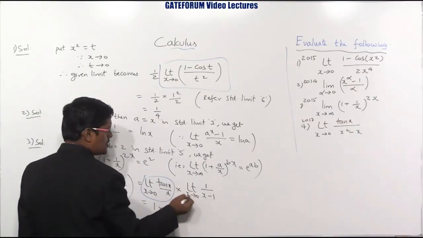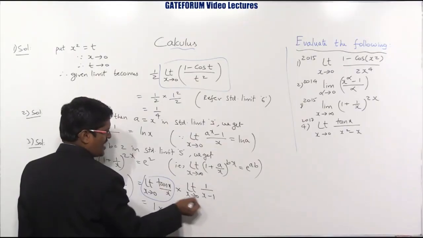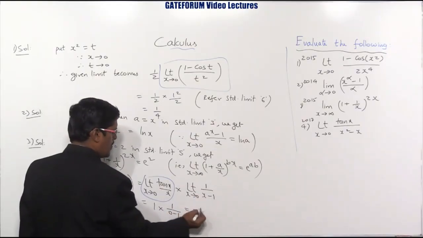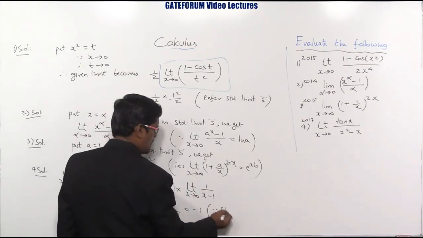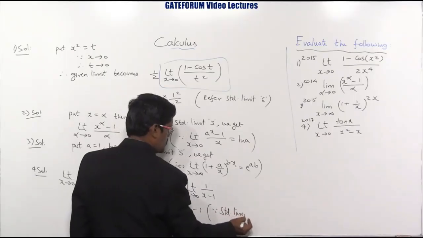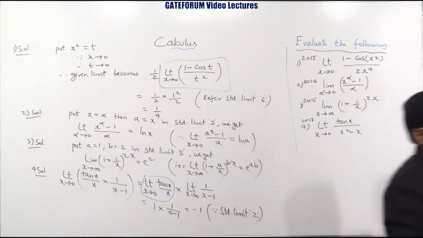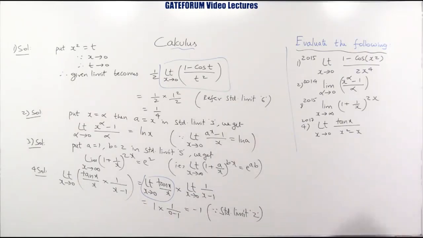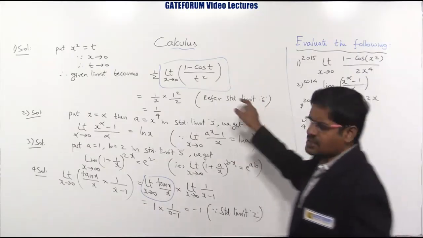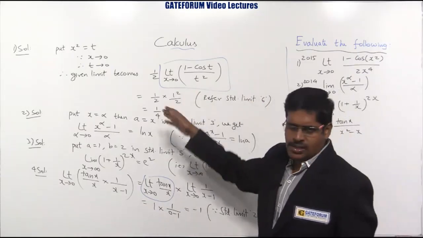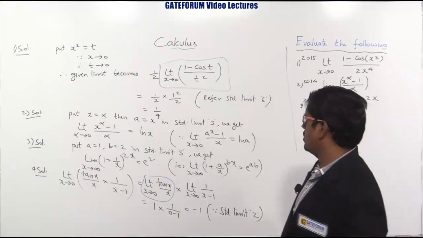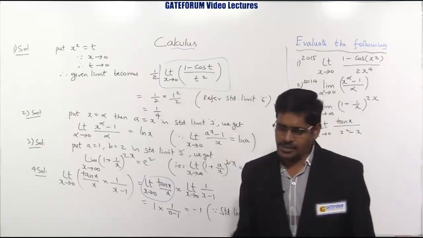So, this is standard limit is equal to 1 into 1 by 0 minus 1. This is not a standard limit. Then by problematic approach, x tends to 0 means put x equal to 0. So minus 1. Since standard limit 2. Don't confuse 5 and 6. If I do not remember that order, kindly check that. Reason is not important, but comparison is important.